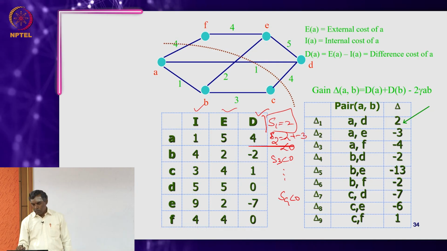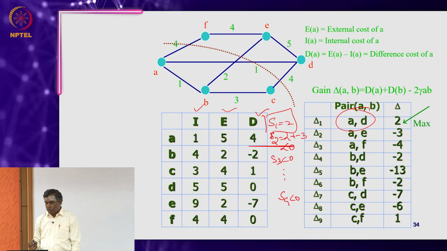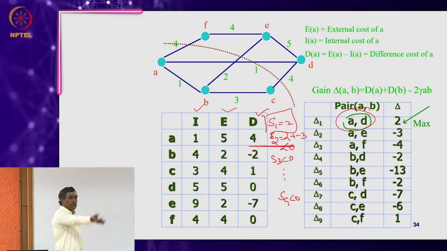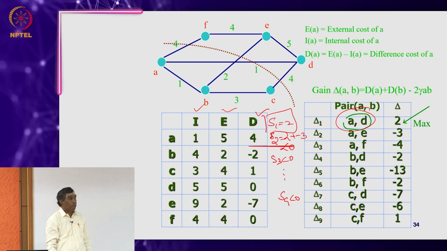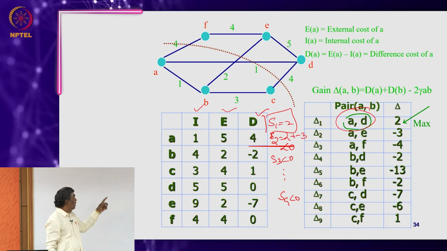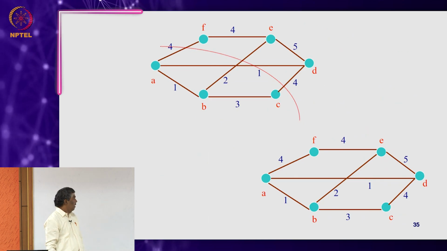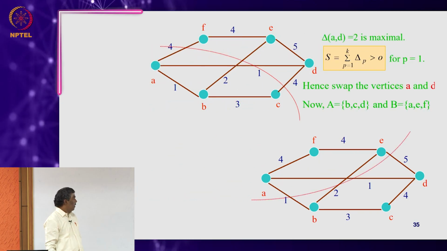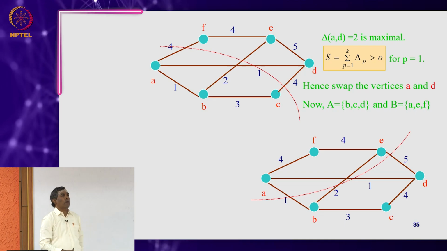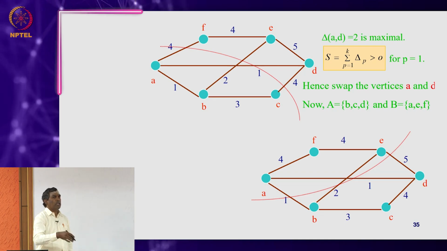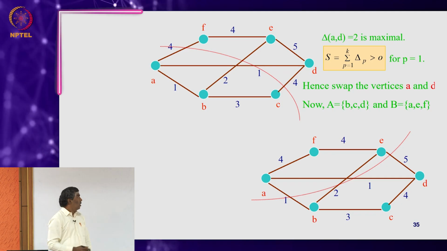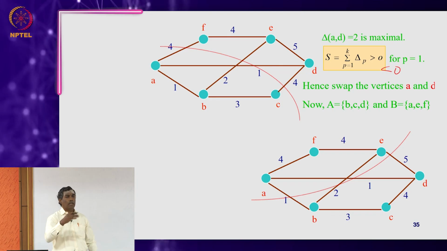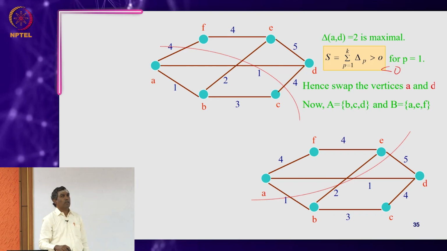That means you try to swap these two vertices. So I am trying to swap A to the other side and D to this side. This is a swapping process. From this partition, I am trying to swap and I get this partition. Now, repeat this procedure until S is negative, then you stop the algorithm. That gives a beautiful partition, called a two-way partition.